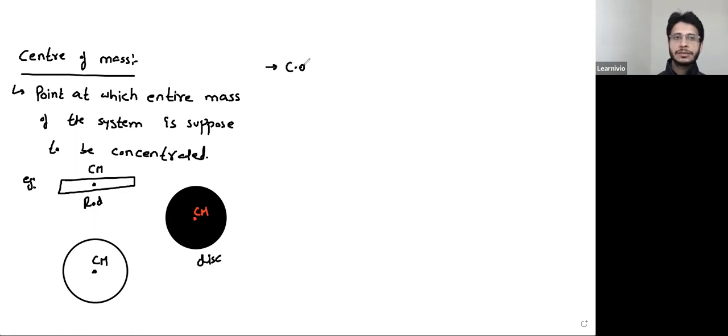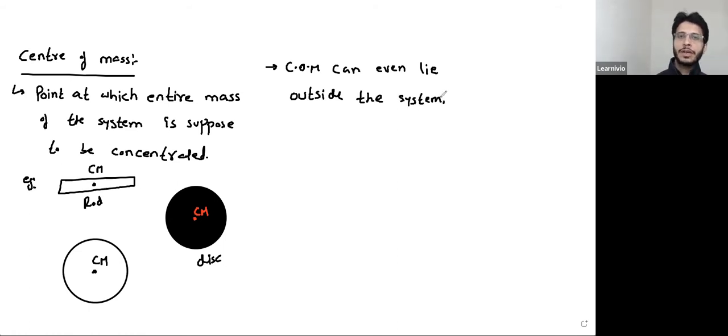The center of mass can even lie outside the system. The center of mass of the system can even lie outside the system. Then there is one more definition. Yes, Fazil, the center of mass of the ring is at the center.